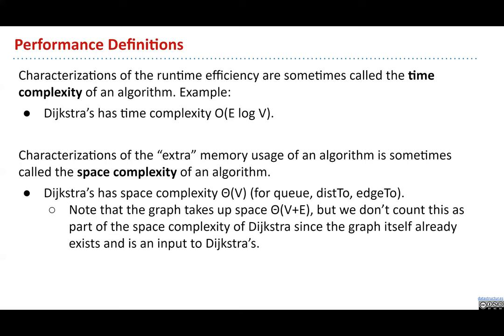Okay. All right. Anyway, Dijkstra's, for example, has space complexity V, which you need in order to keep your distance to array and your edge to array, and then your priority queue. Now, one quick note, which I'll repeat many times today, is that the space complexity is the extra space you need. So if you have a graph that takes space V plus E, we don't count that as part of the space complexity because that object already exists. This is the extra space you need to complete the algorithm.